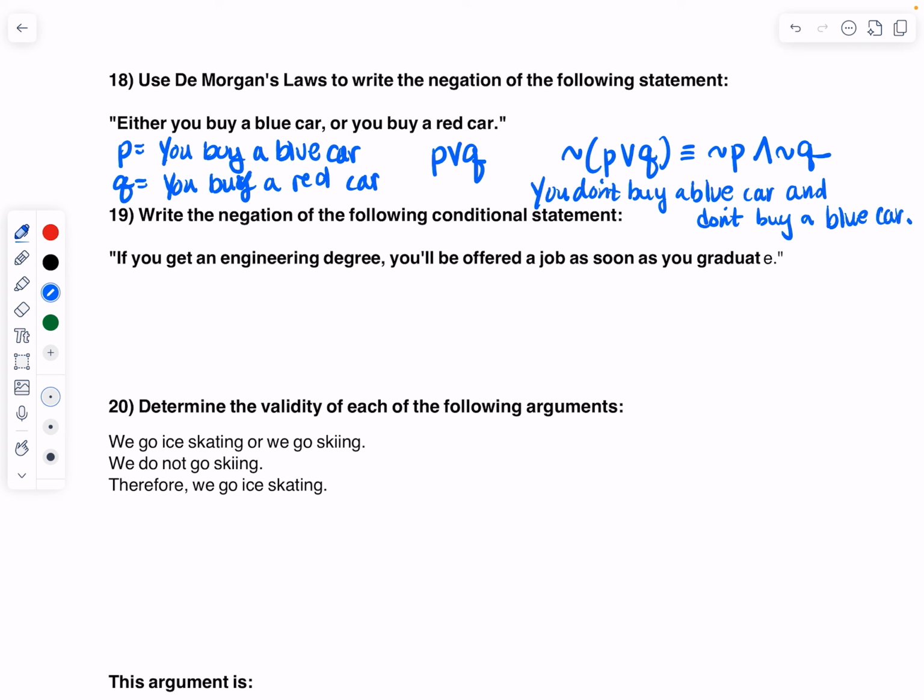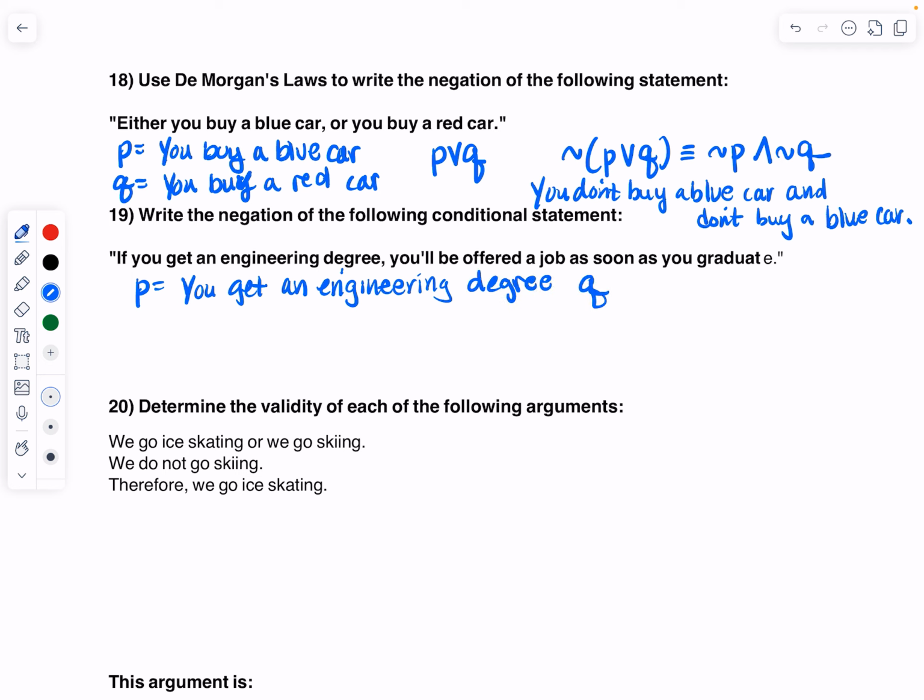All right. So 19, write the negation of the following conditional statement. If you get an engineering degree, you'll be offered a job as soon as you graduate. So P is you get an engineering degree.